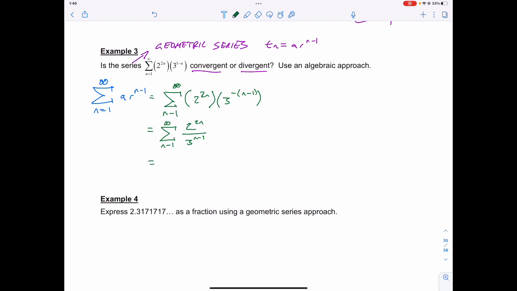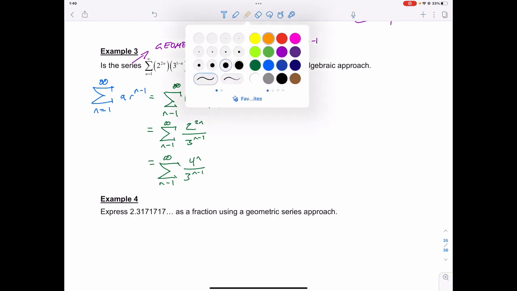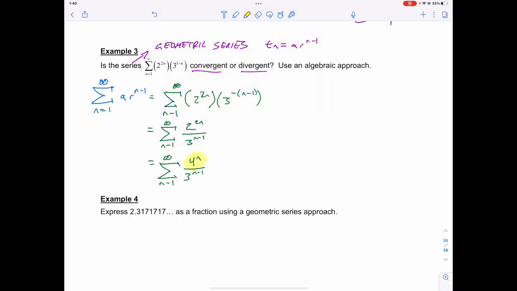If I have 2 to the power of 2n, then I know that's the same as just 2 to the power of 2, then to the power of n, or 4 to the n over 3 to the n minus 1. Now, what we're going to do is split this 4 to the power of n.